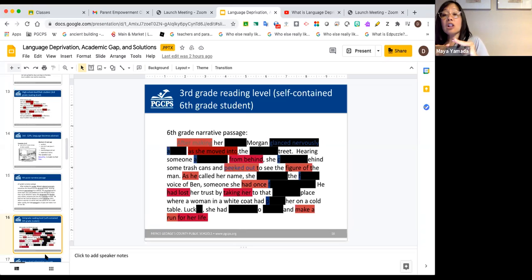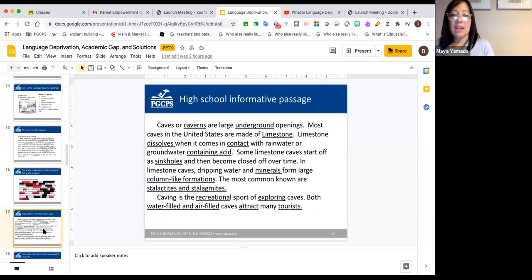And then last, let's take a look at a 9th grade passage. It's an informative passage. It's a science passage about caves. And the language is just much more complex and abstract. Even though a 9th grader can probably read this and figure out what the words are because of their background, they have a strong vocabulary and language background, they're able to read unknown words. Well, when a deaf or hard of hearing child looks at that passage, those words probably look like a foreign language to them.